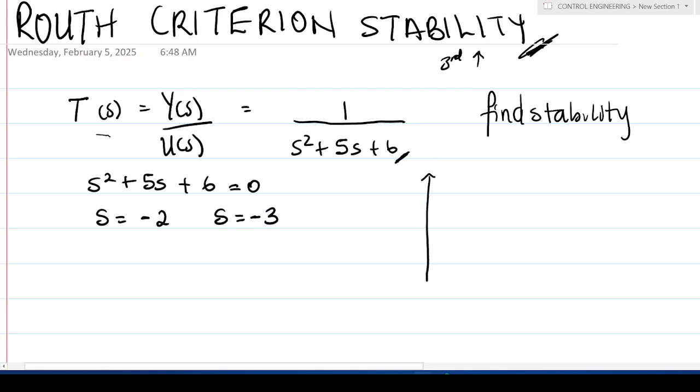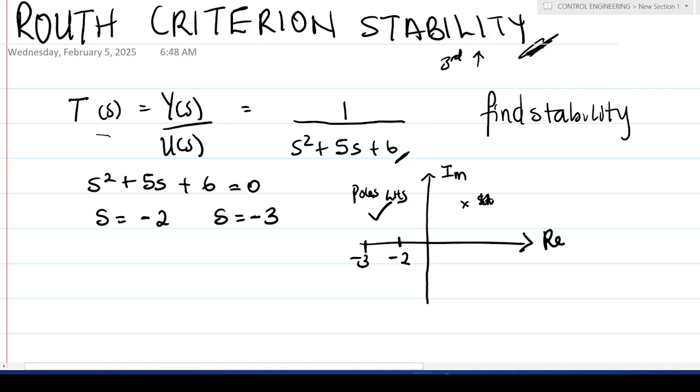If we draw that on the plane, this is the imaginary axis, and this is the real axis. These are negative, so they lie on the left hand side. Therefore, if poles are on the left hand side, the system is stable, but if they were on the right hand side, the system would be unstable. So now let's move on to the third order equation.